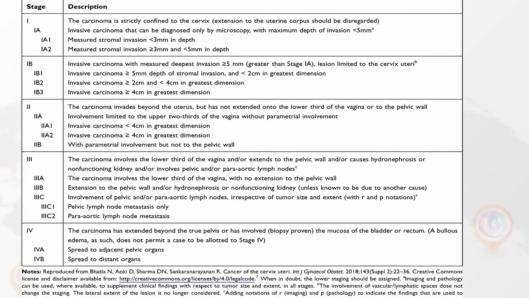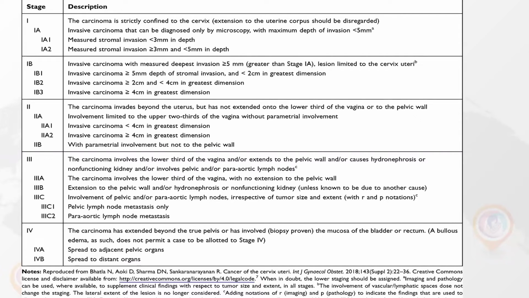Now coming to cervical cancer, we'll just look at the staging. So again, stage 1 is confined strictly to the cervix. So 1A is when it is diagnosed only through microscopy. So 1A1 is less than 3 millimeter, 1A2 is less than 5 millimeter in depth. They no longer consider the horizontal extension, and they only consider the depth of stromal invasion.